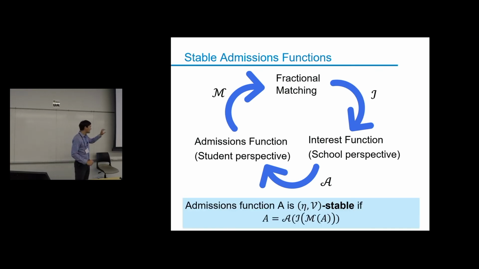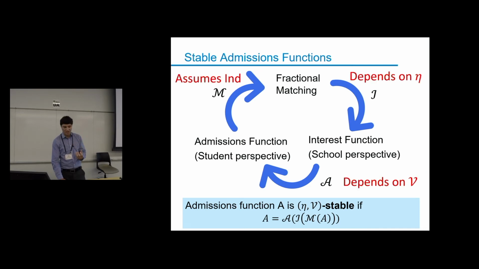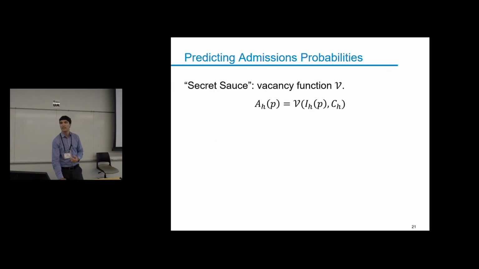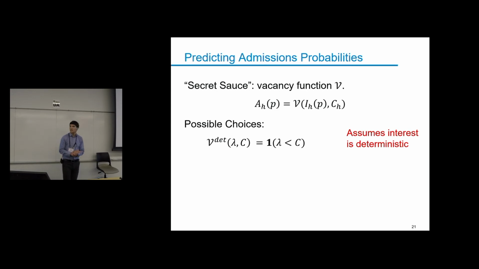But then my definition of stability is a fixed point characterization, which says when I apply this function, I should get back to the original admissions function I started with. And the secret sauce in this model, I would say the true innovation, is the vacancy function, which tells you how to actually generate these probabilistic predictions. What I show is there are different vacancy functions you can use. I allow that to be flexible, a parameter of the model.